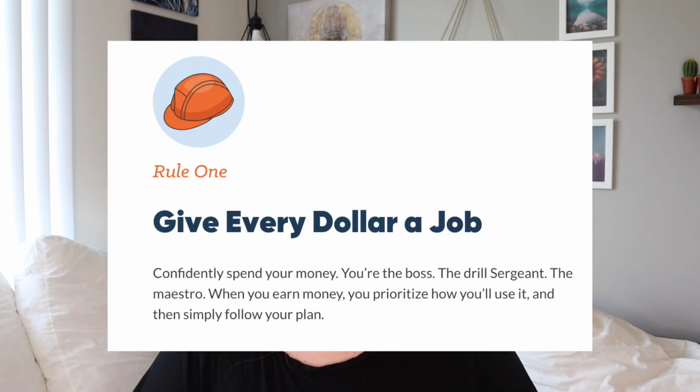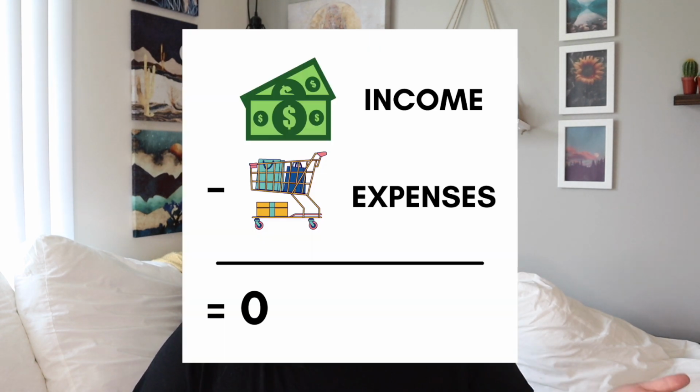Rule number 1 is give every dollar a job. This is the foundation of YNAB, the whole system, but it's also the foundation of a zero-based budget. You might have also heard this referred to as income minus expenses equals 0. They're pretty much the exact same thing. The idea is that you are just allocating the money that you have on hand right now, and you know what every penny that you have is doing for you. It is assigned to some category in your budget, and it has a plan.